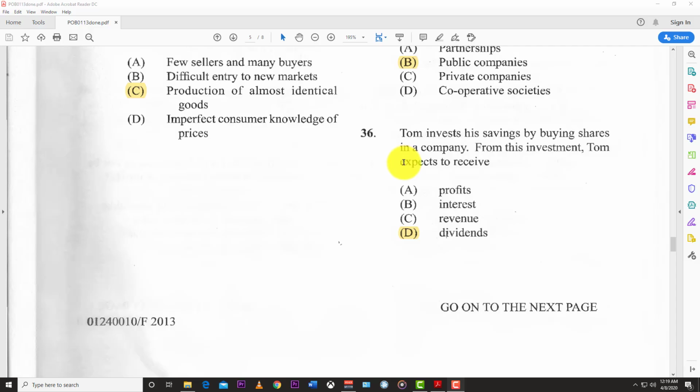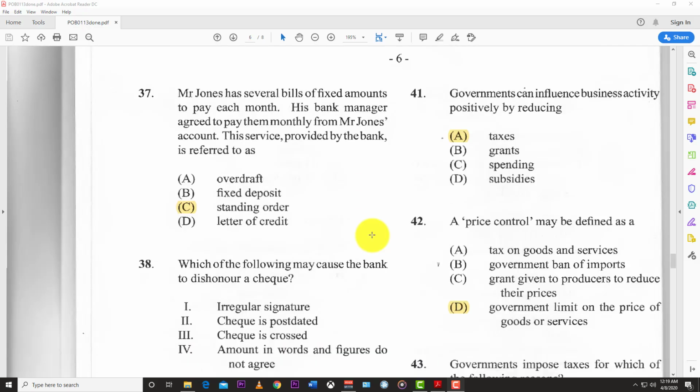36, Tom invests his savings by buying shares in a company. From this investment, Tom expects to receive, and of course, the answer is D, dividend. When you buy shares, you earn dividend. 37, Mr. Jones has several bills of fixed amounts to pay each month. His bank manager agreed to pay them monthly from Mr. Jones' account. This service provided by the bank is referred to as, and the best answer here is a standing order.